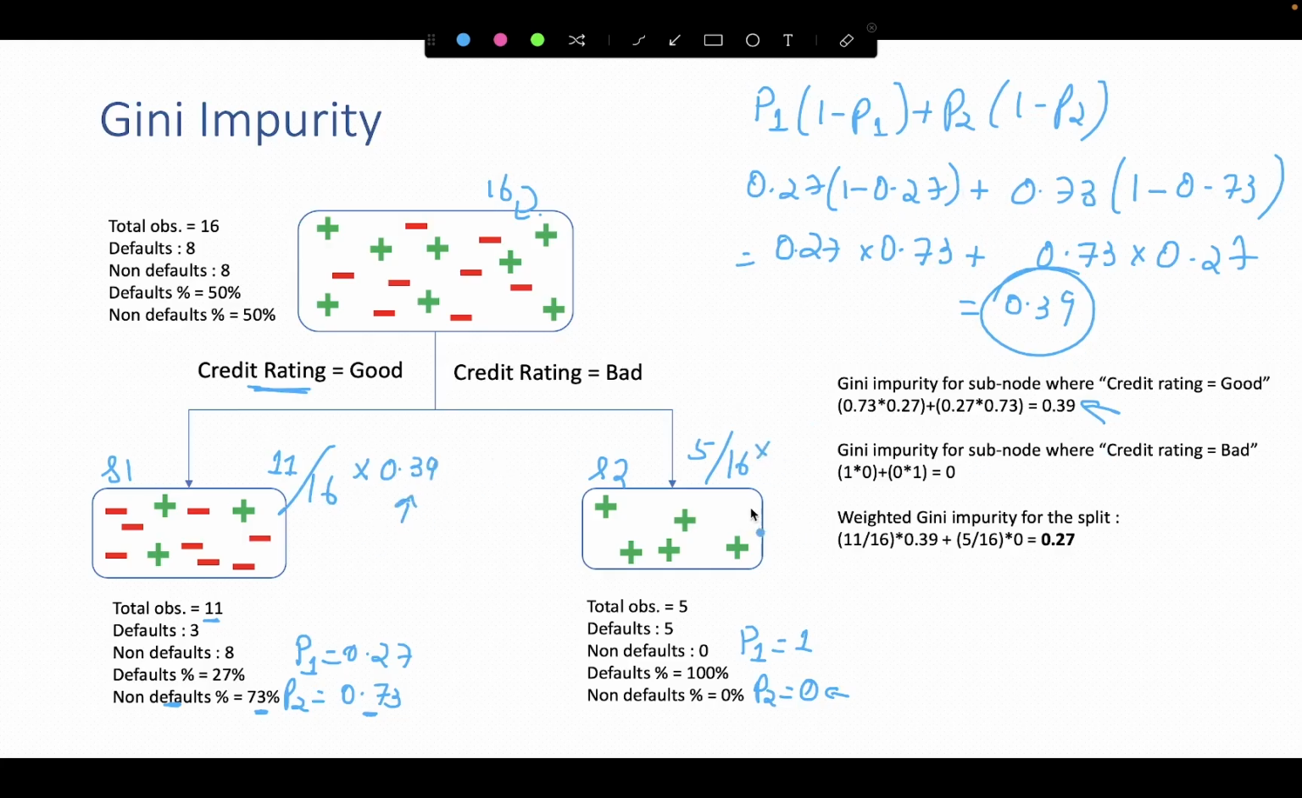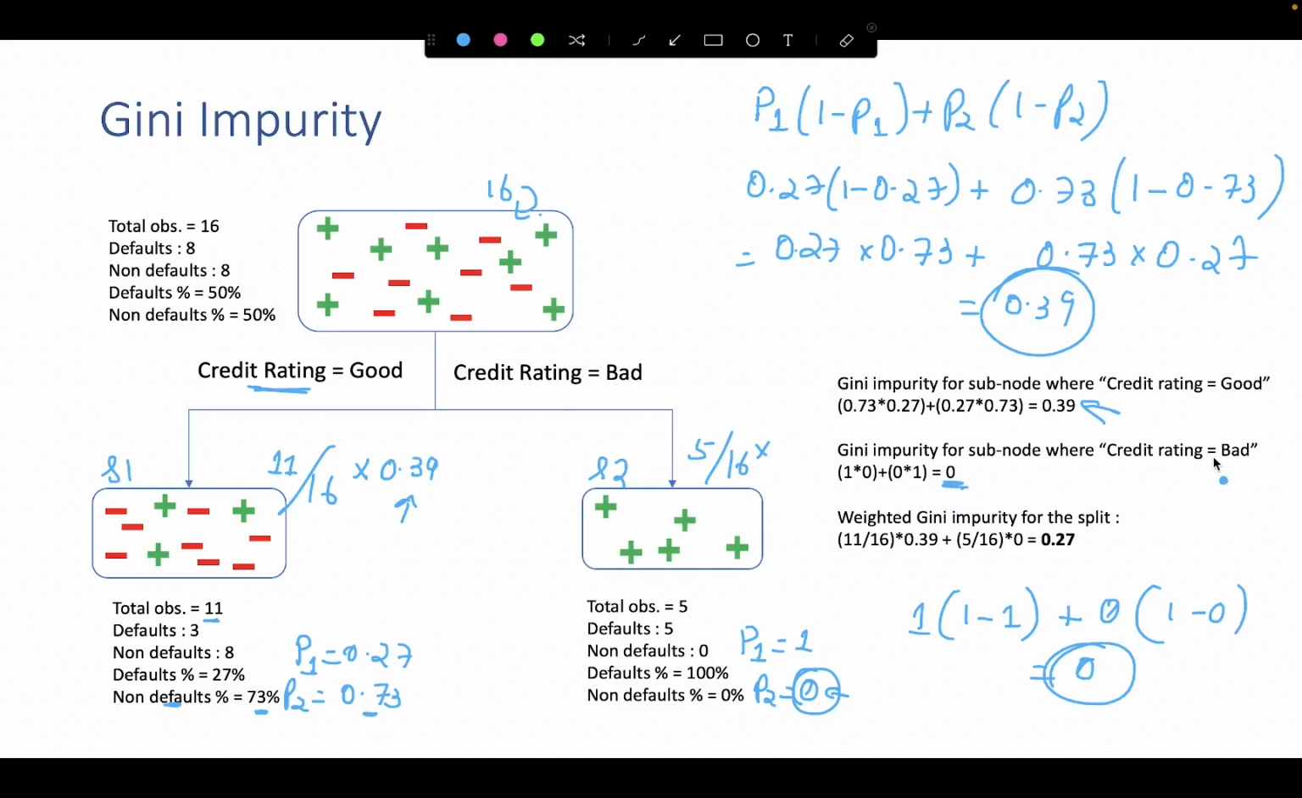Similarly, when I compute the Gini impurity for subnode S2, it's going to result in a value of 0 because having a value of 1 for P1 multiplied by 1 minus 1 is going to result in 0 altogether. Plus, anyways, the probability of it being negative class level is 0. 0 multiplied by any value is going to turn out to be 0. So the resultant Gini impurity for subnode S2 is going to be 0.